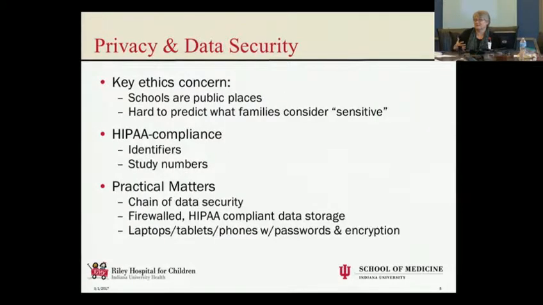So the second area of ethics that I recommend that people think about is privacy and data security. Privacy in school-based research has to do with the knowledge that the young person is participating, whereas data security really is their actual data and results, and thinking about chains of security with their results. Both of these are important, not just in research on sensitive issues like sexuality research, but across the board.